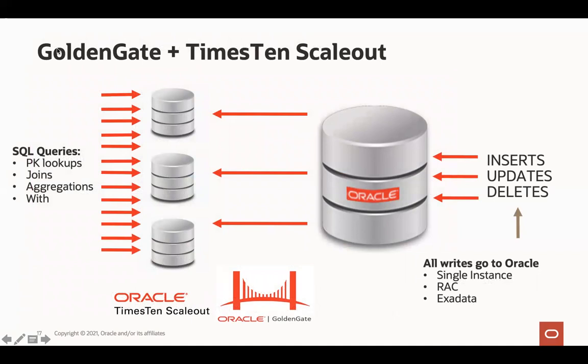We have other examples who are using TimesTen Scaleout in combination with GoldenGate. Once again, all the committed writes go to the Oracle database. Those writes get captured, replicated, and applied to TimesTen Scaleout. So the customer's applications can do very fast queries against the clustered version of TimesTen Scaleout. Whether they're doing things as simple as primary key lookups or more complicated joins and aggregation, using the WITH statement, it's up to the customer. They're using the same schema, the same tables in TimesTen as they were in Oracle, but they're getting the benefit of the lower latency.